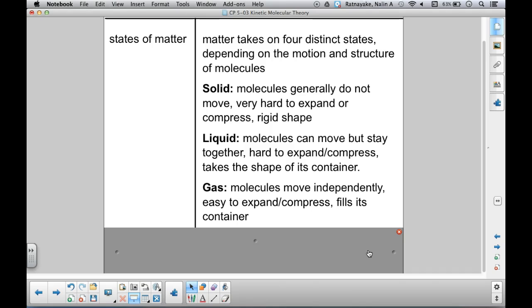They're no longer having to stick together as much. They can actually just sort of fly around on their own. And this makes gases very easy to expand or compress. And gases are just going to expand to fill whatever container they are in.